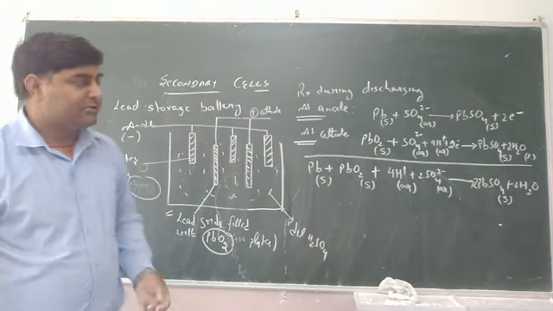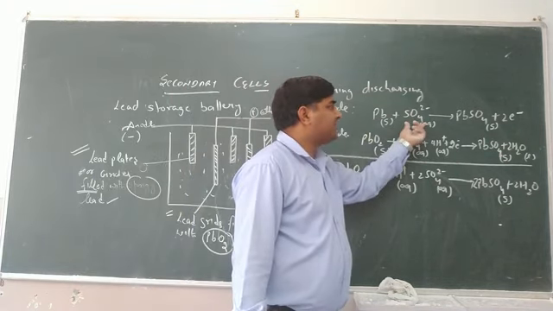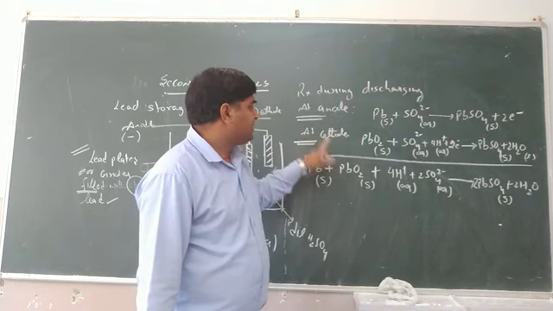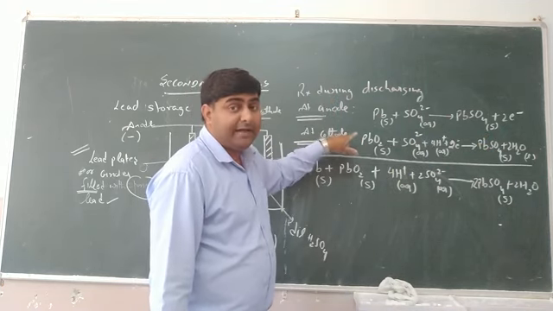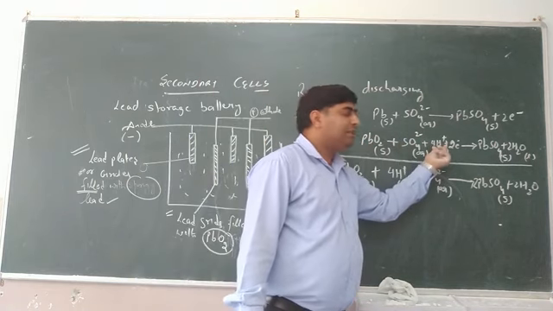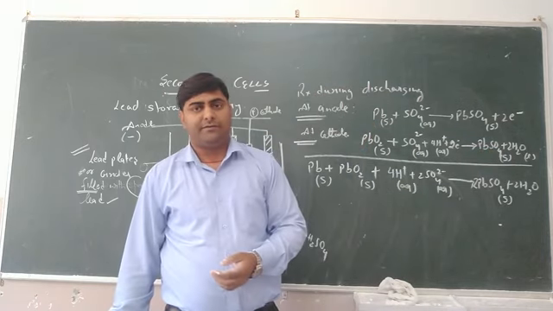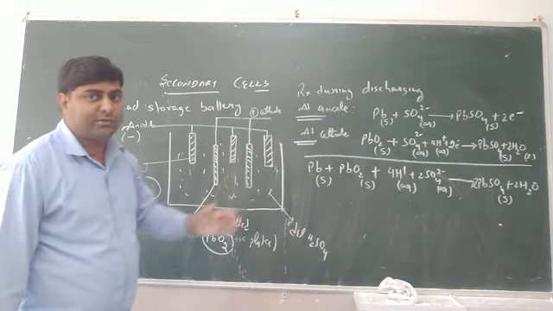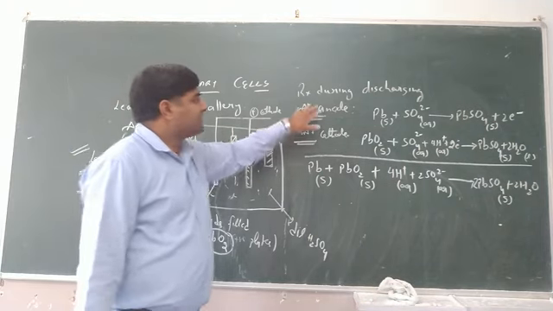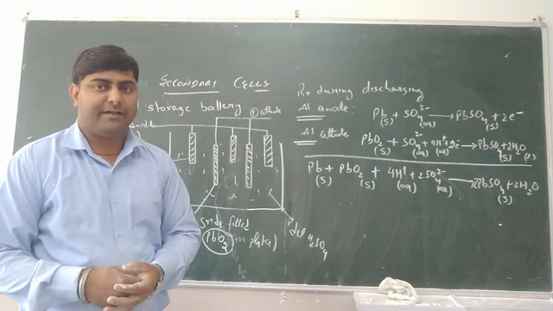So again, at the anode lead reacts with sulfate ion to form lead sulfate and releases 2 electrons. These 2 electrons go to the cathode and at the cathode lead dioxide combines with sulfate ion in the presence of acid to form lead sulfate and release water. So lead storage battery is rechargeable. These are the reactions which act during discharging of the battery.